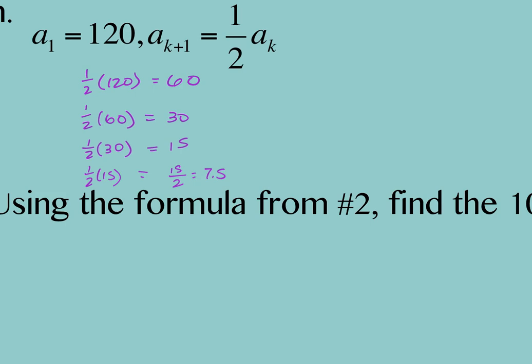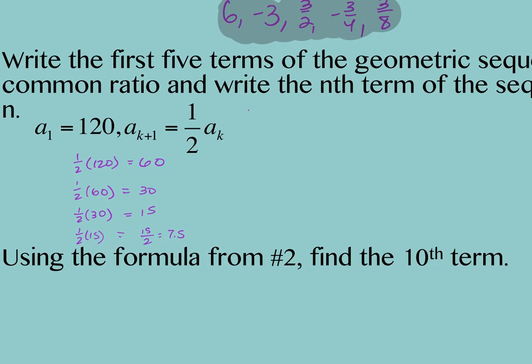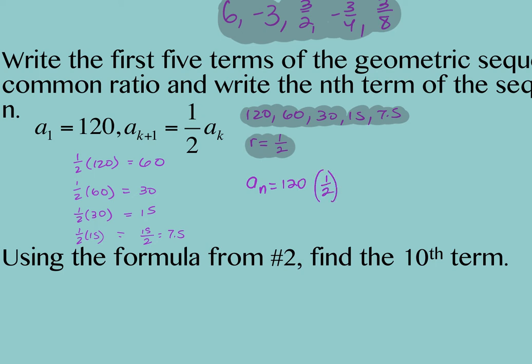You could write that any of those ways. So that's the first part, right? So 120, 60, 30, 15, and 7.5 are the first 5. Don't forget the first one they originally give you. Second part says find the common ratio. So what am I multiplying by each time? A half. Good, that's r. And then write the nth term as a function of n, which means the an formula. So an would equal a1, which is 120, times r, which is a half, raised to the n minus 1.